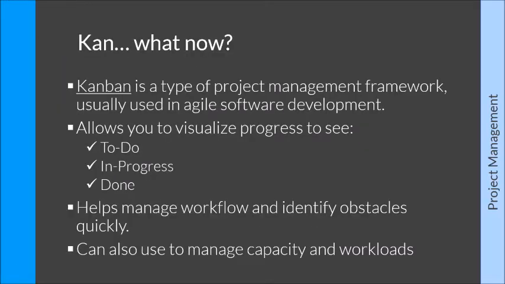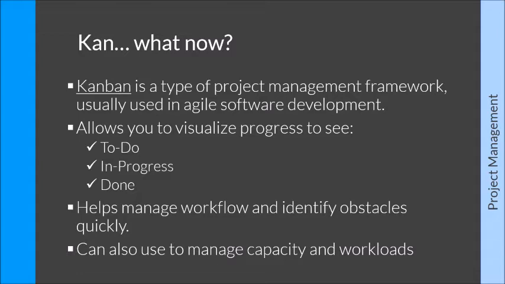So a couple slides ago, I mentioned this thing called Kanban. It's kind of a weird word, but Kanban is actually a thing in the technology and business industries. It's a type of project management framework that's usually used in agile software development. So to not get too much into the nitty-gritty of agile software development, it's basically a process that software developers use to create products very quickly.